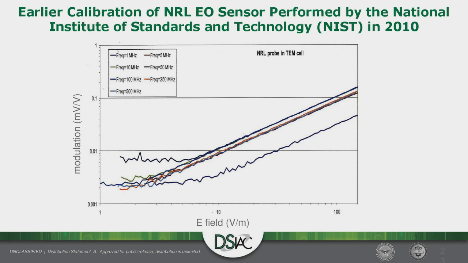This is one of the examples calibrated by NIST in 2010. At that time we sent them our older prototype of the EO sensor, and they measured it with a TEM cell from 1 megahertz to 500 megahertz, at low frequencies. If it is beyond about 7-8 volt per meter, it's just straight, linear all the way. Below that, there is noise. But we solved this problem with the latest EO sensor. Next, please.